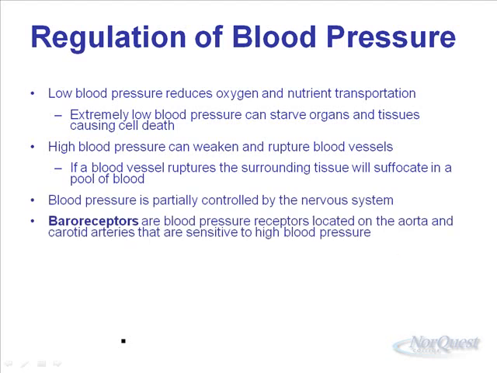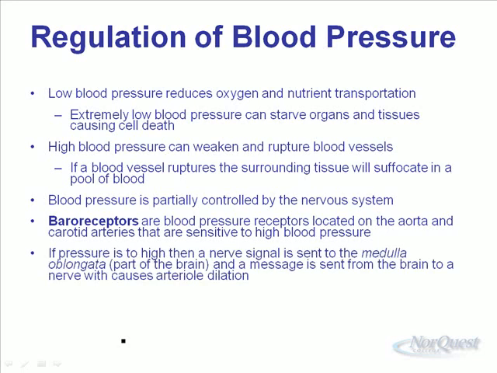It's partially controlled by the nervous system. Inside of our blood vessels are baroreceptors. Those baroreceptors monitor blood pressure. They're located in the aorta and the carotid arteries. The carotid arteries, again, are underneath your collarbone. And they're sensitive to high blood pressure. If the pressure gets too high, then a nerve signal is sent to the medulla oblongata, and then the medulla oblongata sends a message out to your arteries, causing them to dilate. It relaxes the muscles inside of your arteries and causes them to get wider, and as they get wider, blood pressure is going to drop.